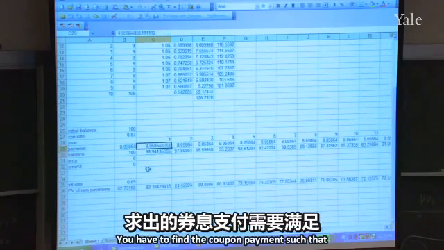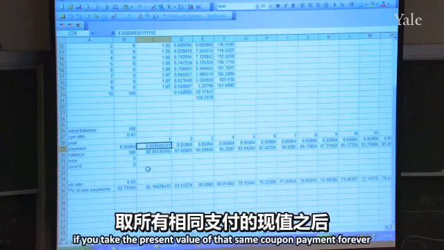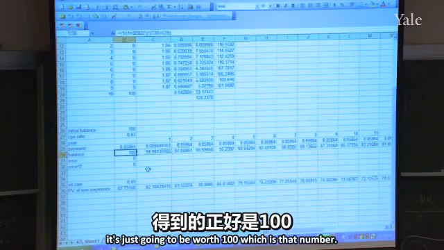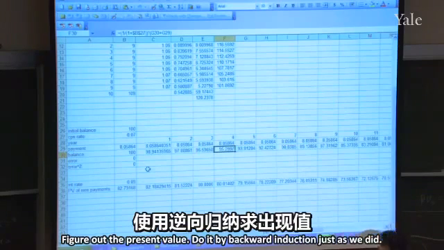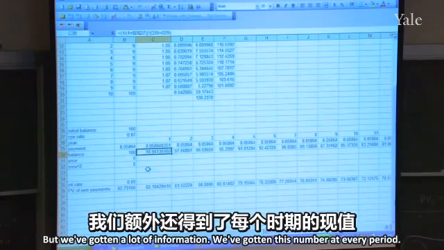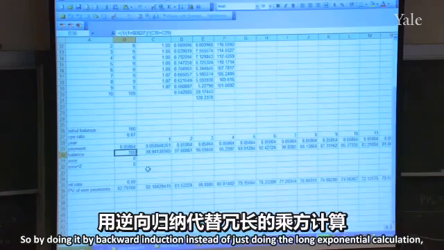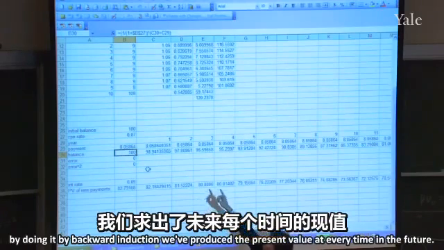You have to find the coupon payment such that if you take the present value of that same coupon payment forever, it's just going to be worth 100, which is that number. And how do you figure out the coupon payment? Well, you do it by backward induction, just as we did. But we've gotten a lot of information. We've gotten this number at every period. By doing it by backward induction, instead of the long exponential calculation, we produced the present value at every time in the future.